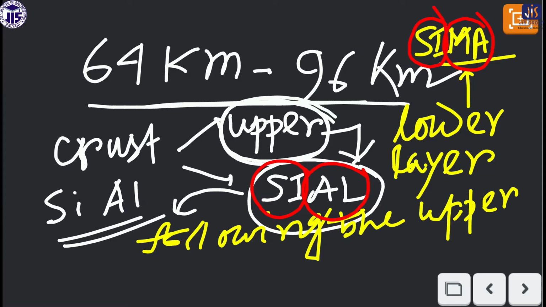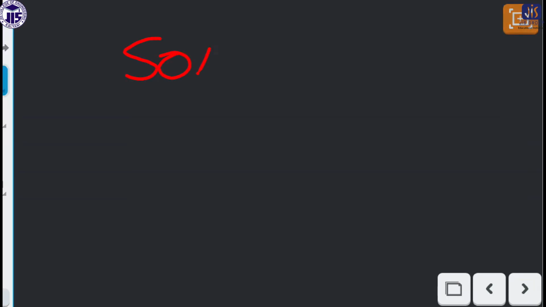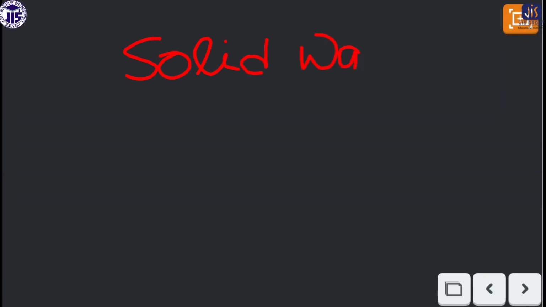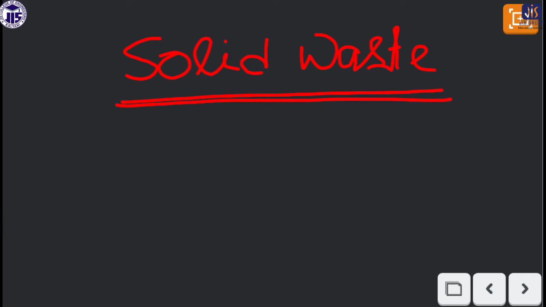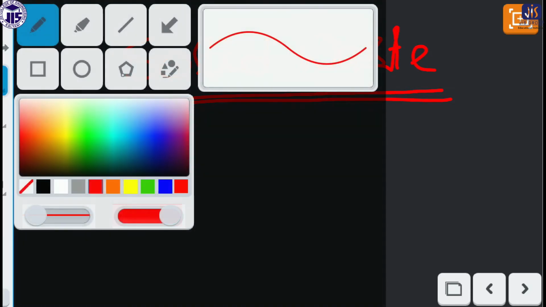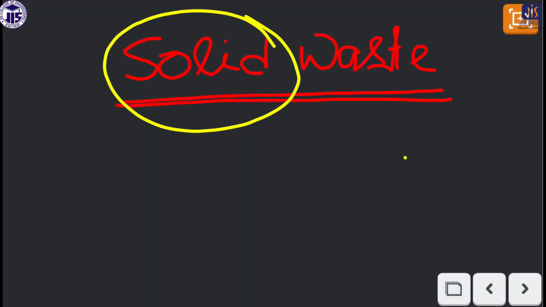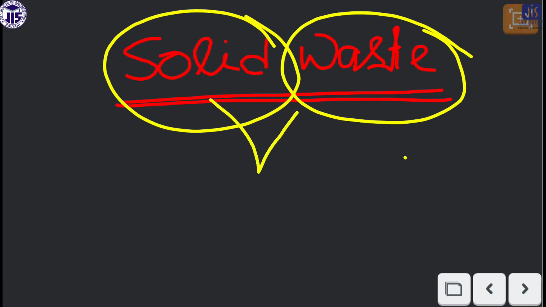Now come to the most important part of this chapter. This is the solid waste. Okay, so what is the solid waste, or how can we define it? Solid waste means the materials which we throw after their utilization. It may be anything: our domestic materials which we use in everyday purposes, or materials used in the hospital or nursing home. Any kind of solid materials which, after utilization, when you throw them, create the solid waste.